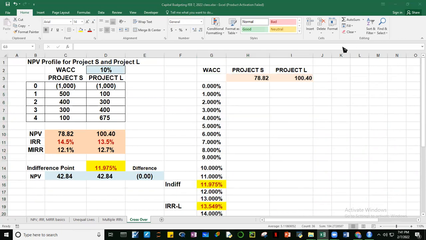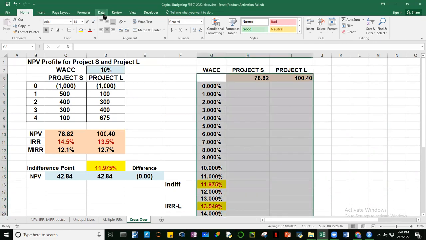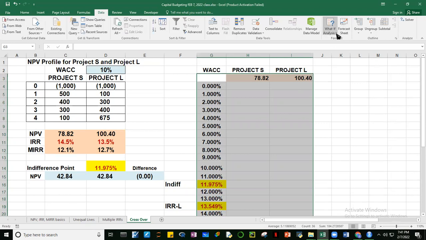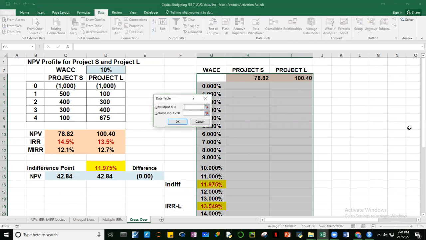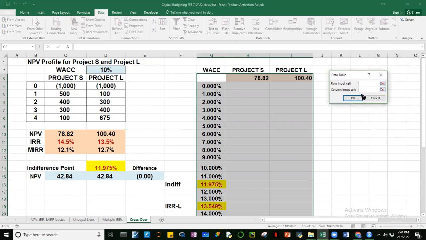So once you have highlighted that, go to Data. Data, What-If Analysis, Data Table. There. Row input or column input? These are our inputs, right? This WACC is in a column, so we put it in the column input. The percentages there, Excel will put here.